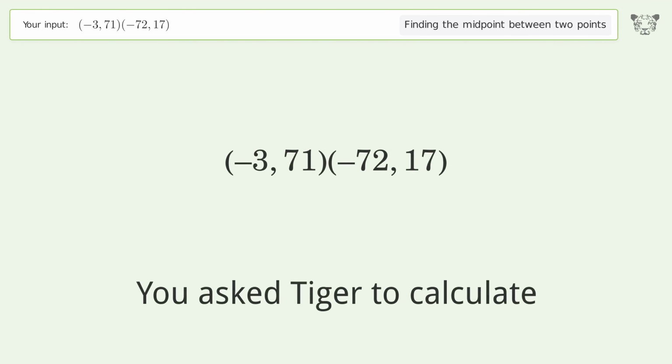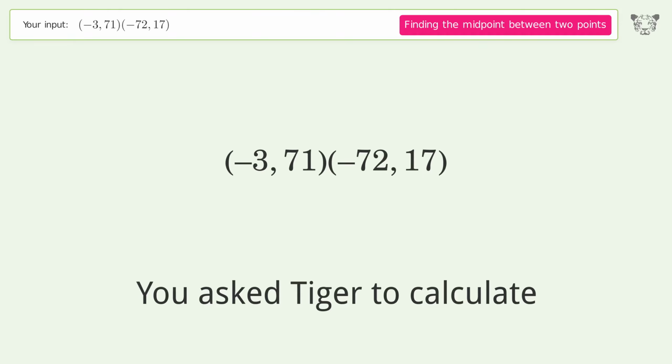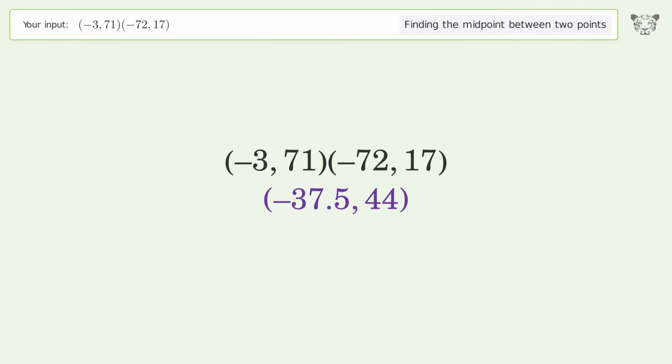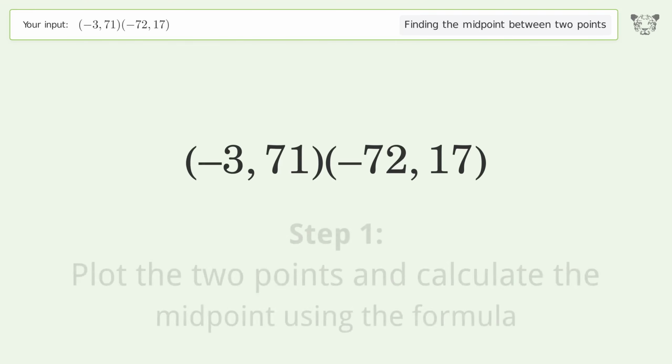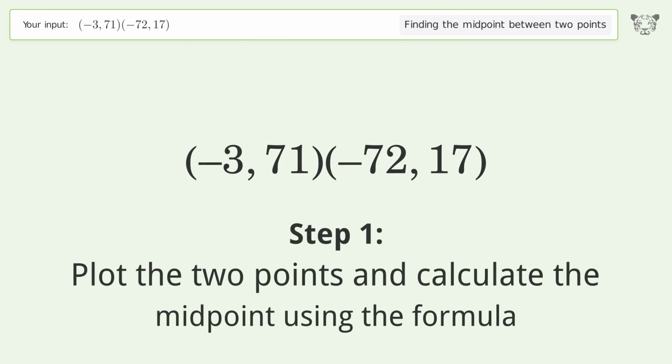You ask Tiger to calculate. This deals with finding the midpoint between 2 points. The midpoint between the 2 points is negative 37.5, 44. Let's solve it step by step. Plot the 2 points and calculate the midpoint using the formula.